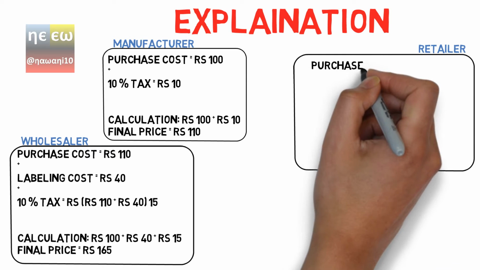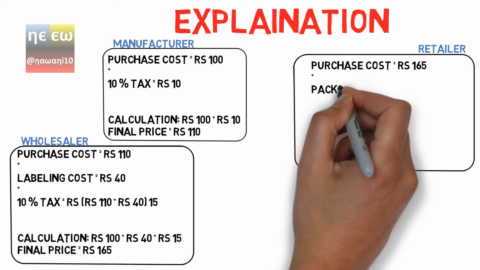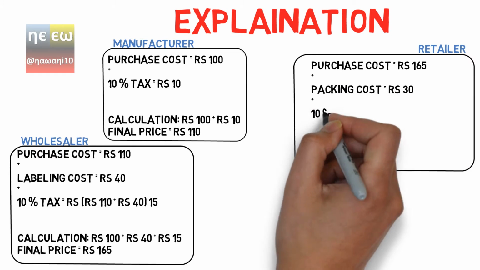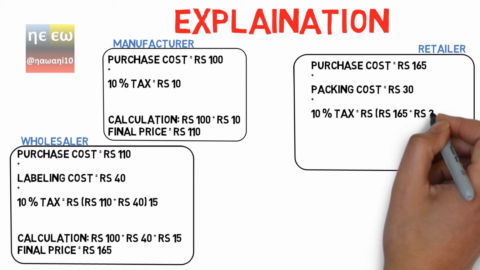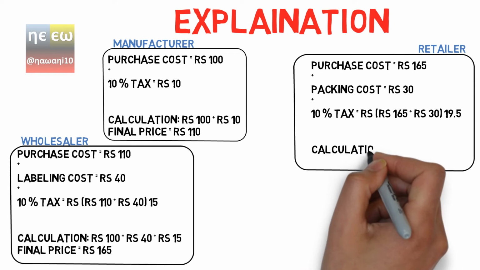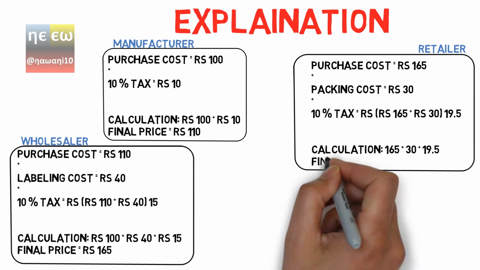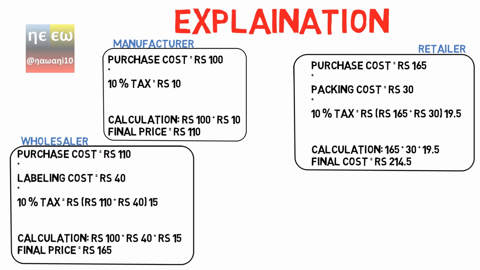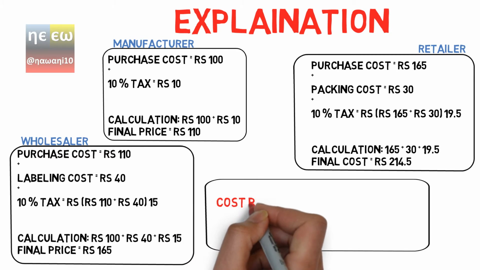The retailer buys t-shirts from the wholesaler. Purchase cost equals ₹165 plus packing cost equals ₹30 plus 10% tax equals ₹19.5. Calculation, 165 plus 30 plus 19.5. Final cost equals ₹214.5.